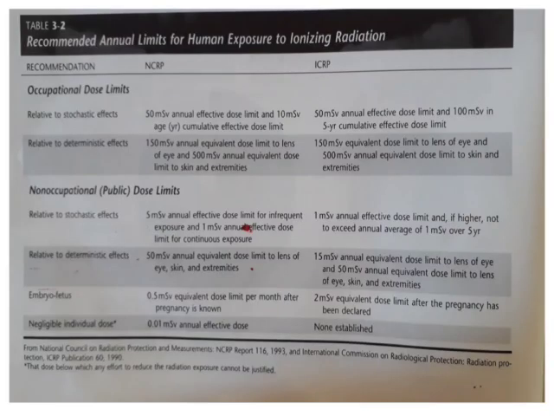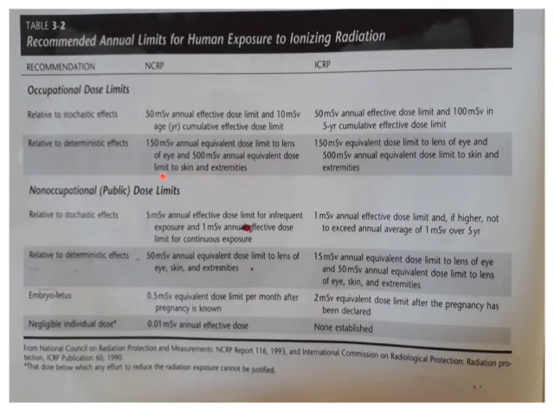So this is the table showing both the NCRP and ICRP guidelines for occupational dose limit and for non-occupational dose limit. For occupational dose limit, relative to stochastic effect, in the NCRP guideline, it is 50 mSv annual effective dose limit and 10 mSv times age cumulative effective dose limit. Relative to the deterministic effect in the NCRP guideline, it is 150 mSv annual equivalent dose limit to the lens of the eye and 500 mSv annual equivalent dose limit to the skin and extremities.